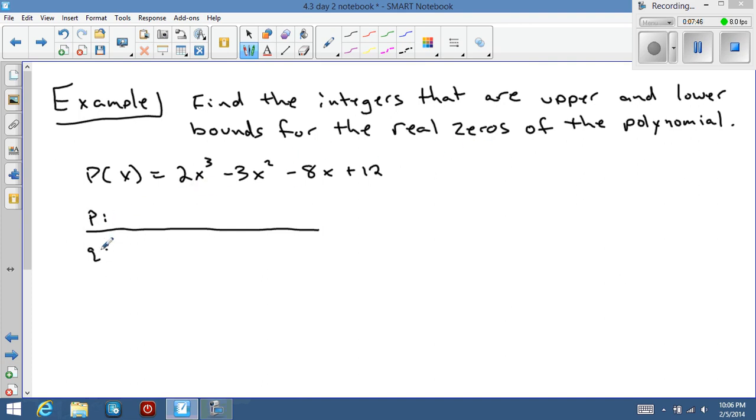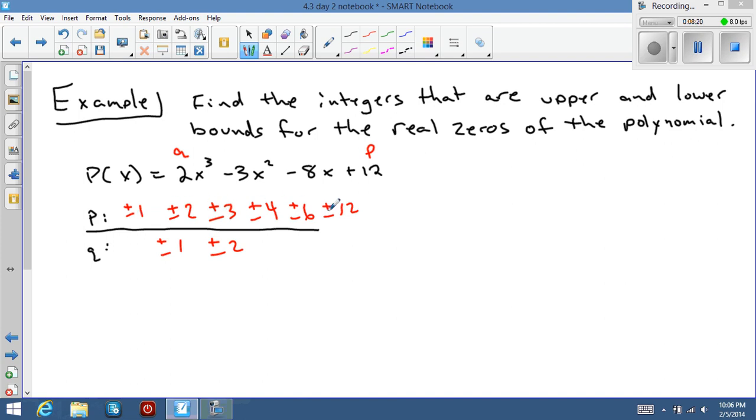So we need to use our P over Q ratio. So we're using the factors of 2 and the factors of 12 in this ratio. The factors of 12 are positive and negative 1, 2, 3, 4, 6, and 12. The factors of 2 are positive and negative 1 and positive and negative 2.